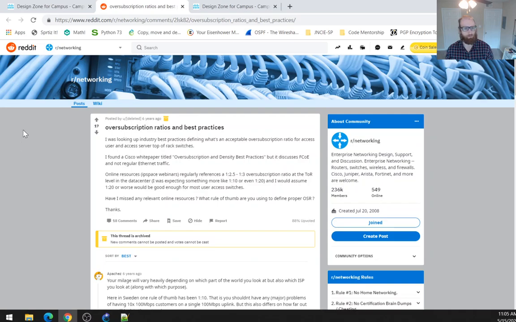I was looking up industry best practices, defining what is an acceptable oversubscription ratio for access user top of rack switches. I found a Cisco white paper titled Oversubscription and Density Best Practices, but it discusses FCOE and not regular Ethernet traffic, online resources, IP space webinars.